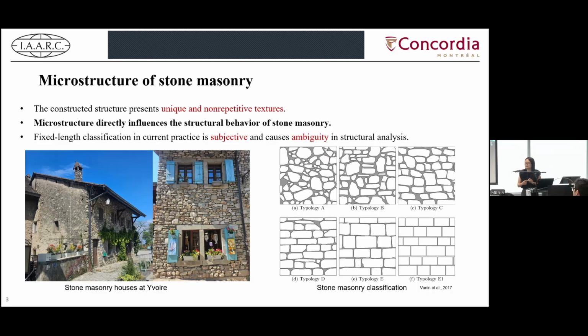The current practice is in the code. For example, here are the figures obtained from the Italian code. They classify stone masonry walls according to the texture, and then when it comes to structural analysis, we assign the wall to a specific category, and then assign the material properties and all those things following. However, this process is quite subjective, and as you can imagine, it causes some ambiguity in practice.